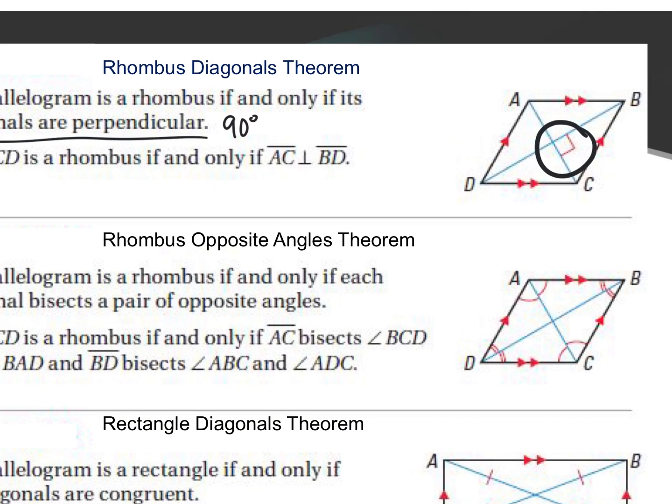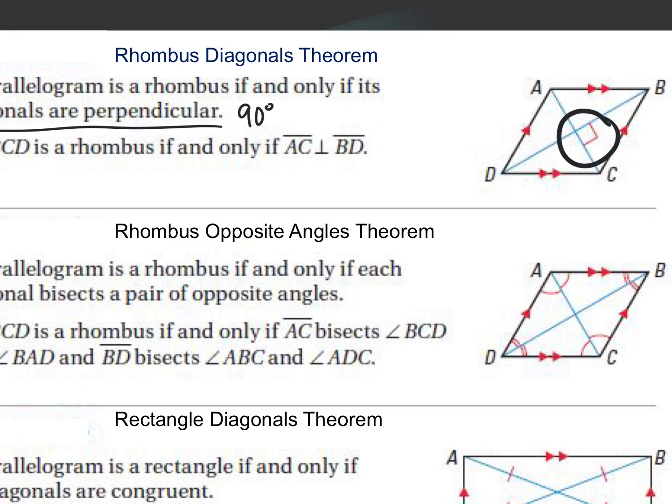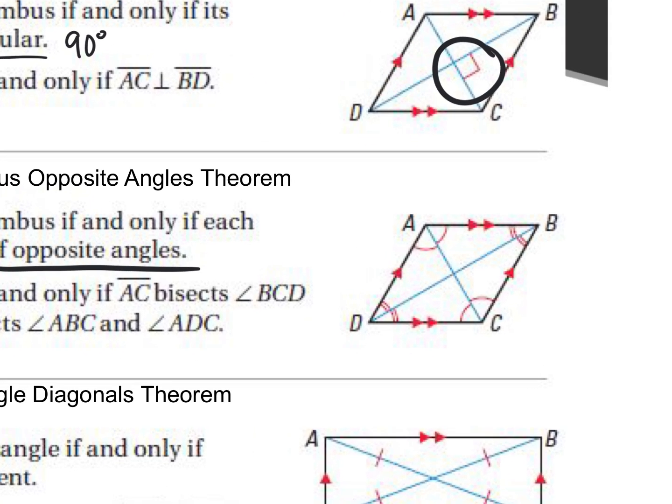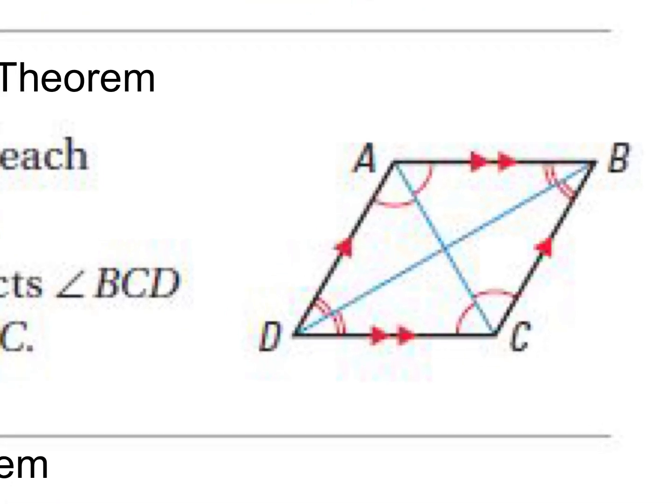Now, the rhombus opposite angles theorem says that a parallelogram is a rhombus if and only if each diagonal bisects a pair of opposite angles. That means that the angles are being cut in half. They should be congruent on both sides. Let's go ahead and fill out our diagram with some imaginary numbers. Let's say this angle was 30 degrees. Do you guys agree that the angle on the other side of the diagonal would also have to be what? 30 degrees, okay?